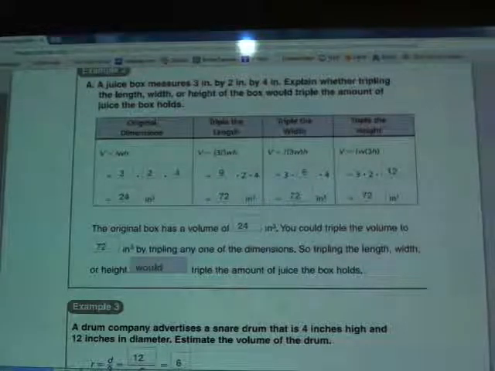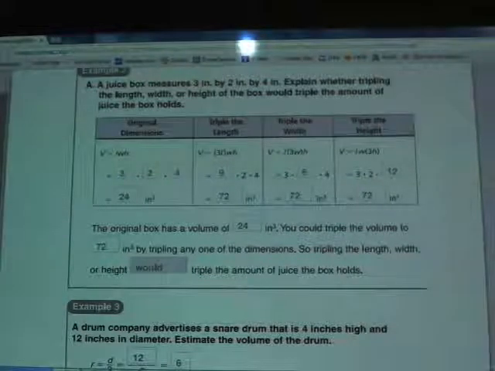All right, so let's start off with the length. So I'm going to triple the length. Well, the length was 3. So if I triple it now, it's 9. But the other two numbers are the same. So I'm doing 9 times 2 times 4. When I do that, I got 72. Aha! All right, that's what I wanted to happen. I wanted the volume to triple. Remember I said that if I triple 24, it's 72. So yes, we know that tripling the length triples the amount of juice in the box.